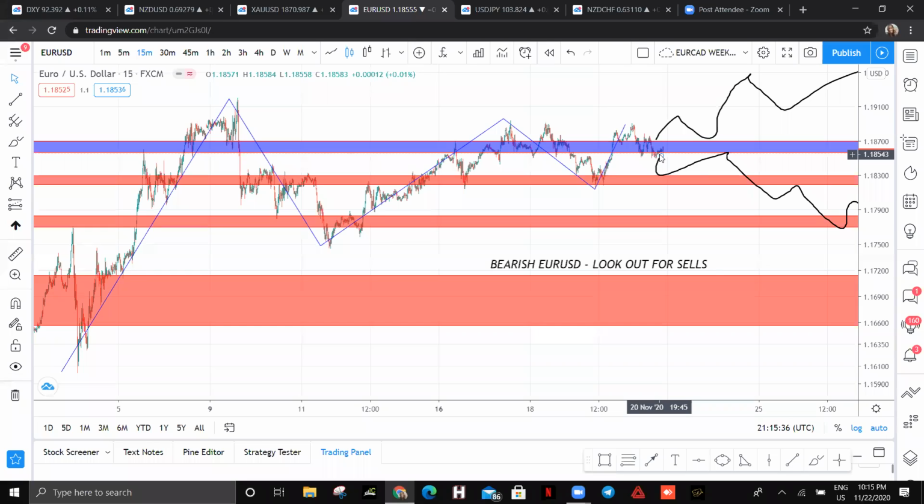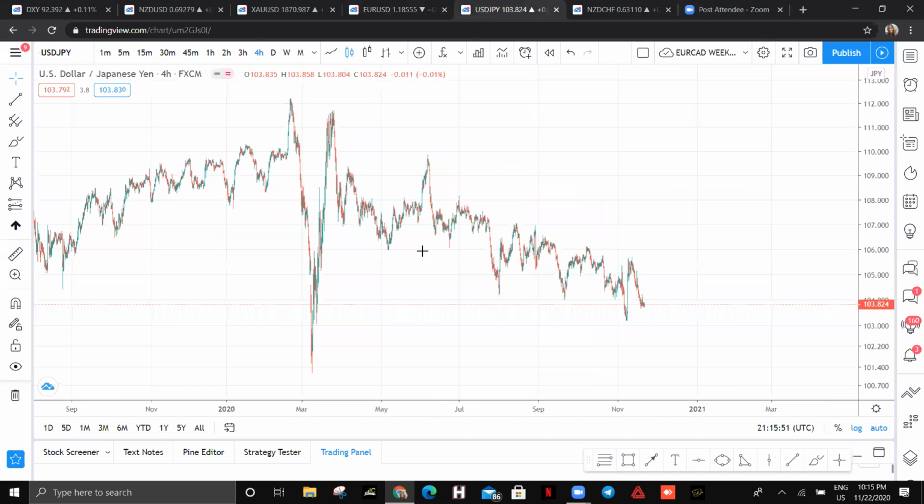And how can you know it's a support zone? Price needs to break out of it like I showed you here, retest it, then this zone is no more a resistance zone, it's now a support zone for you to confidently buy. So for this, I'm still bearish on it. Now the other one is USD JPY.